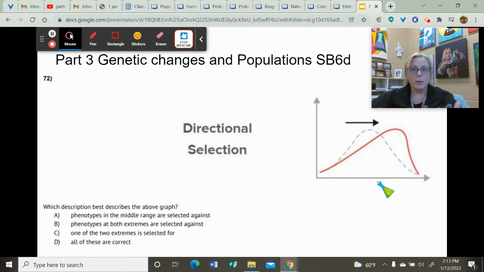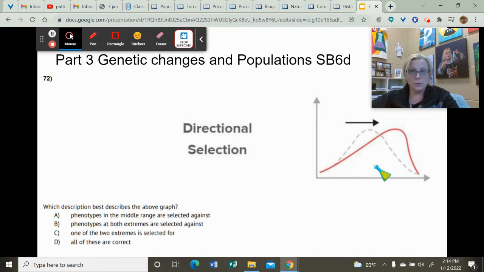So in this case, if we were looking at large beak sizes versus small beak sizes for birds, it would mean that you started out like a million years ago with birds of all kinds of beak sizes. But later on, today, maybe we only see birds living in this particular place with larger beak sizes. So the population has shifted from including all beak sizes to just the larger beak sizes. Okay, so that means that one of the two extremes is selected for.